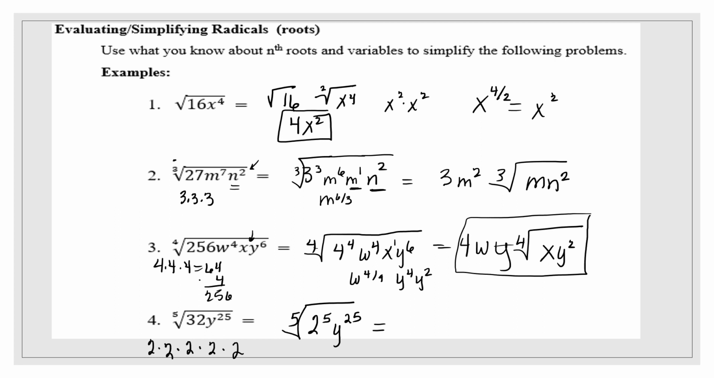I'm going to show you writing these with rational exponents. So 2 to the 5/5 power multiplied by y to the 25/5 power. Each of those exponents simplify. 5/5 reduces to 1, so 2 to the 1st power is just 2, and 25/5 reduces to 5, so it would be y to the 5th.